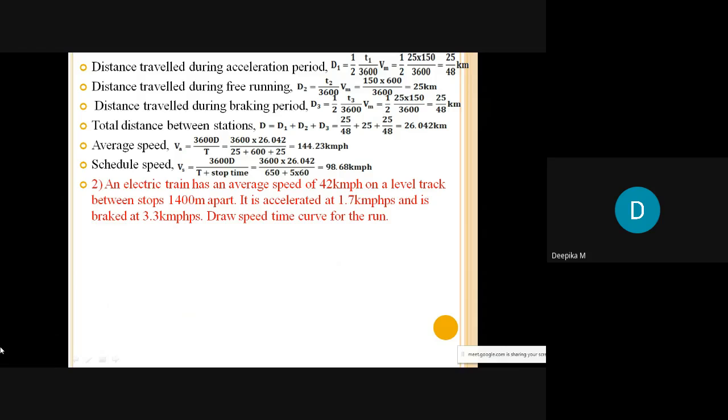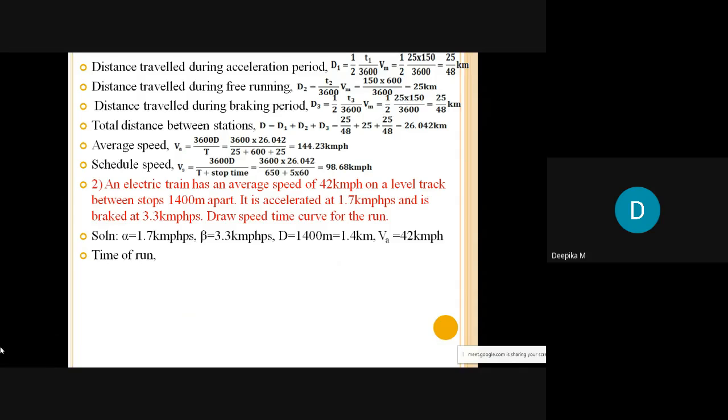Okay, so to draw the speed time curve here, we need to calculate T1, T2, T3, and we also need to calculate Vm. So therefore, to draw that, we need all those things. So here, first we'll list out the data. We know alpha, which is 1.7 kilometer per hour per second. Beta is 3.3 kilometer per hour per second. Distance they have given in meter, that is 1400 meter. We have to convert into kilometer. So therefore, divided by 1000 is 1.4 kilometer. Next, what is VA? That is the average speed they have given, which is 42 kilometer per hour.